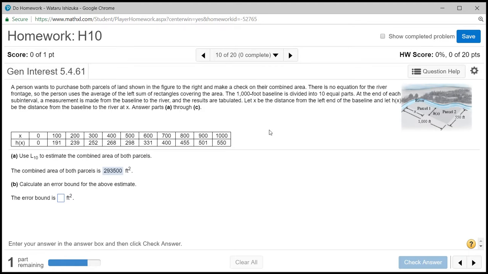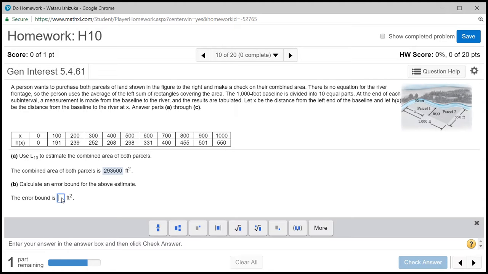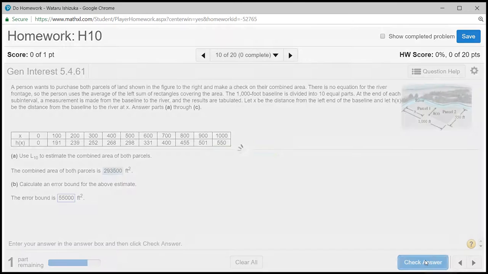For the error bound, in this case the graph is always increasing. The error bound is going to be delta x, which is 100, times the difference between the highest point and the lowest point. The highest point is 550, minus the lowest point, which is 0. I have to do a computation here, so it's going to be 55,000. Let's check the answer. All right, we got that.